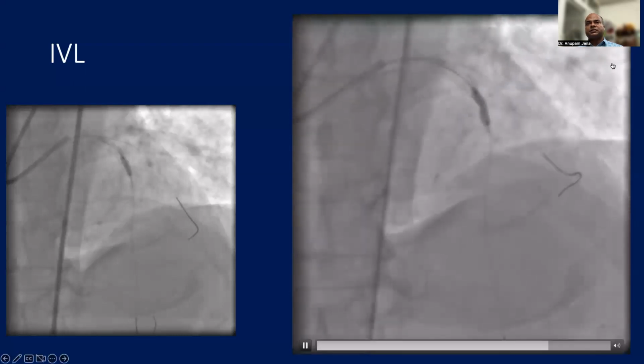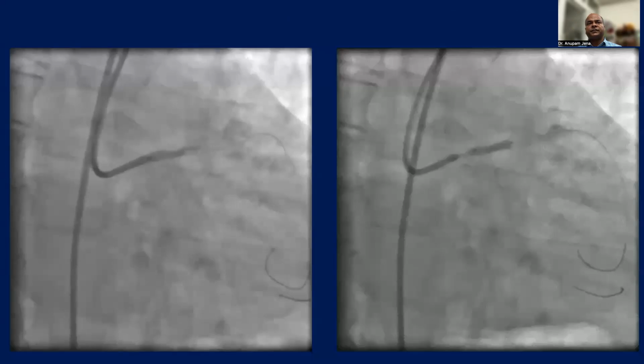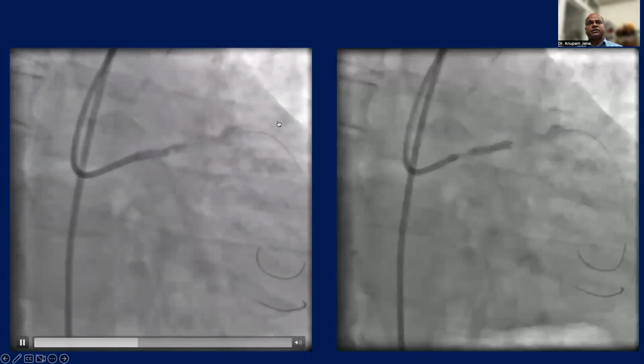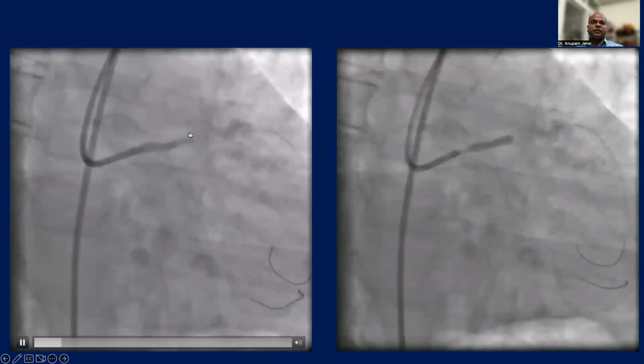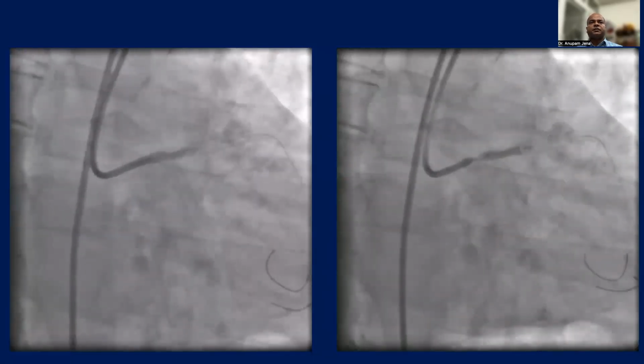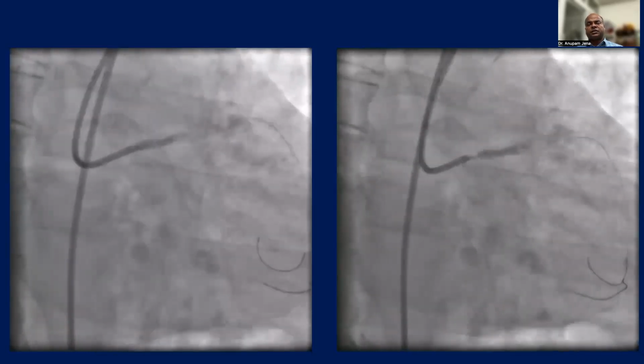So in this case, we did the lithotripsy in the LAD first. And then we did the most challenging thing, lithotripsy in the left main. When we do lithotripsy in the left main, there are a few principles we must be aware of and keep in mind.